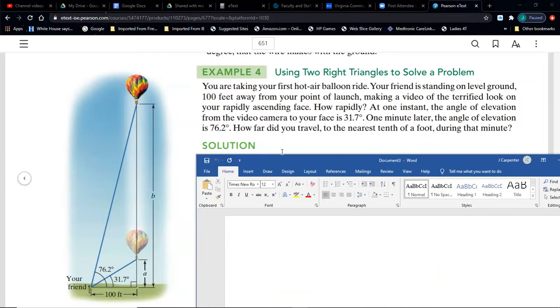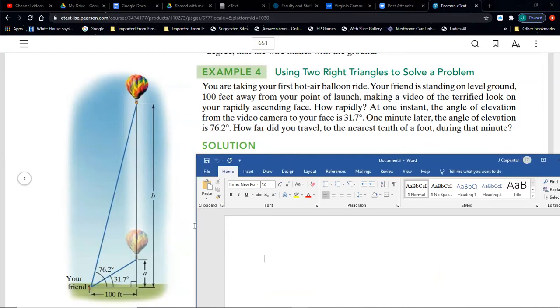Don't you love that? How rapidly though? How rapidly are you ascending? So we're not going to treat this as a calculus problem, but we're kind of setting it up as one. At one instant, the angle of elevation from the video camera to your face is 31.7 degrees.